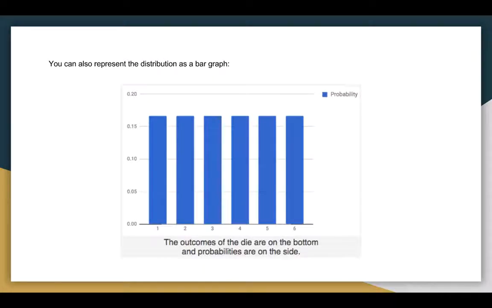You can also write them in a bar graph, and so this is again rolling a die. And so you can see the percentages for each x value. You can see the y value, which is the percentage chance.